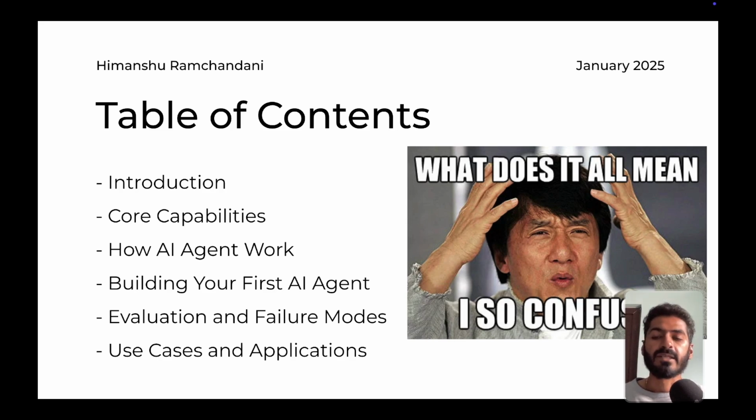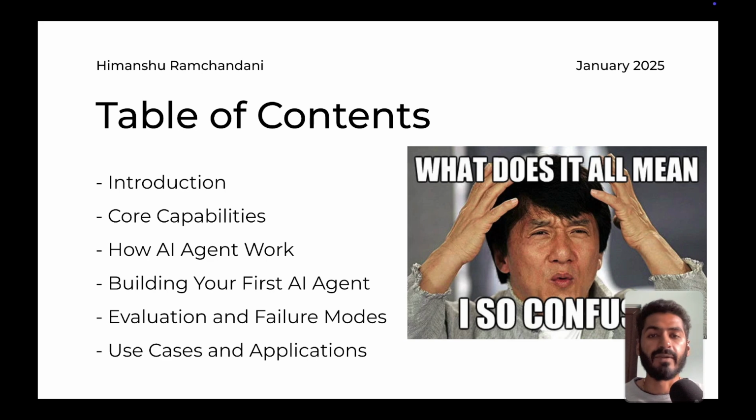There is the introduction part, as I already shared the roadmap with you. Then we have core capabilities: why AI agents are different and how an AI agent works. I already created a flow chart to explain everything. And we are going to build our first AI agent, which is obviously the most important part.